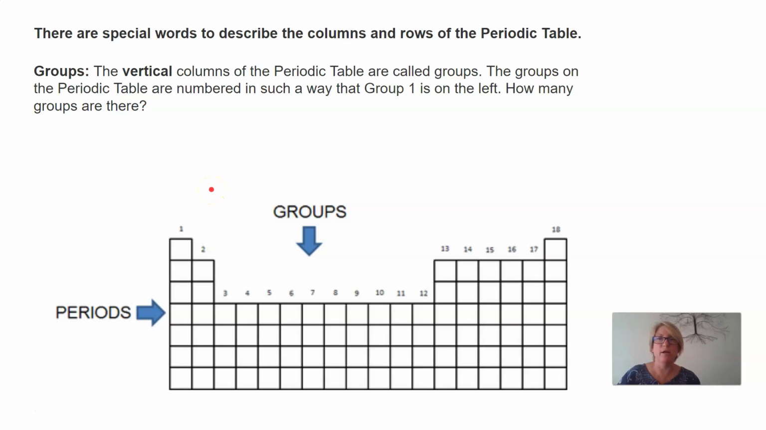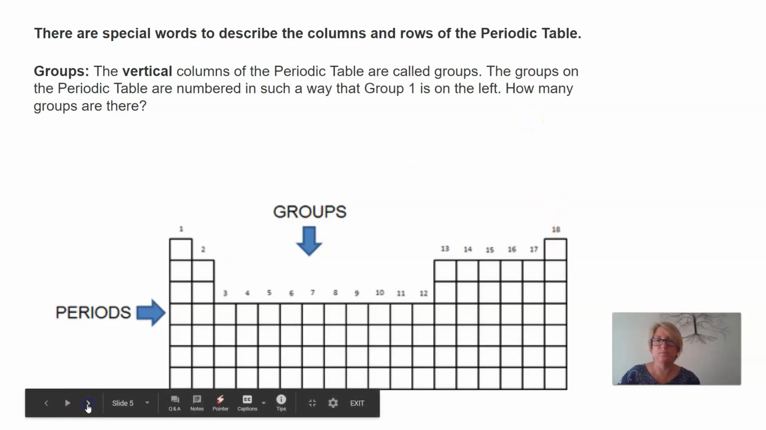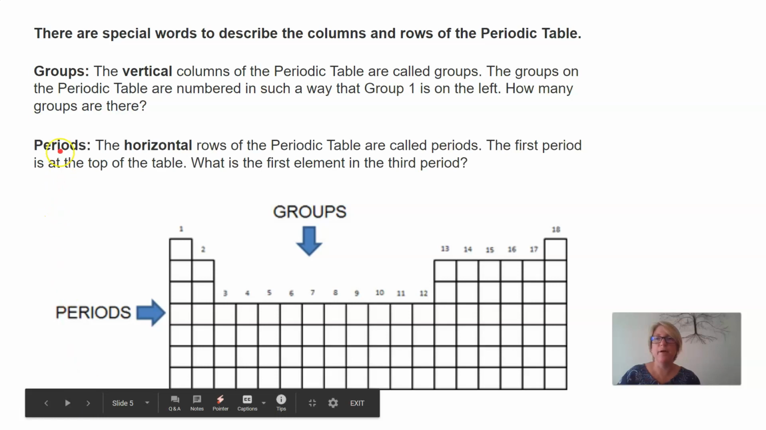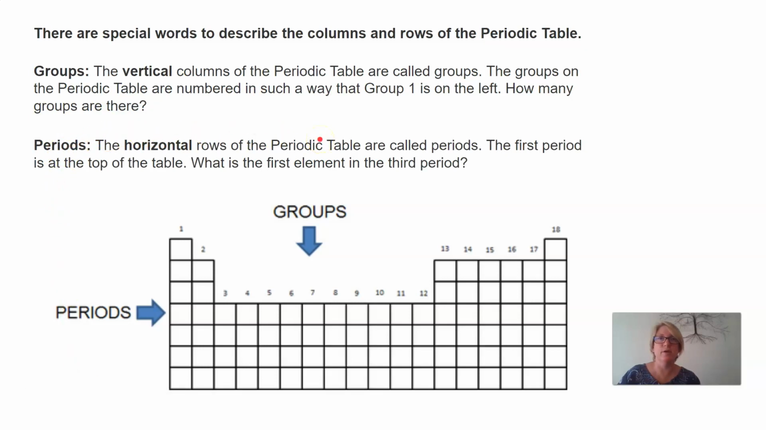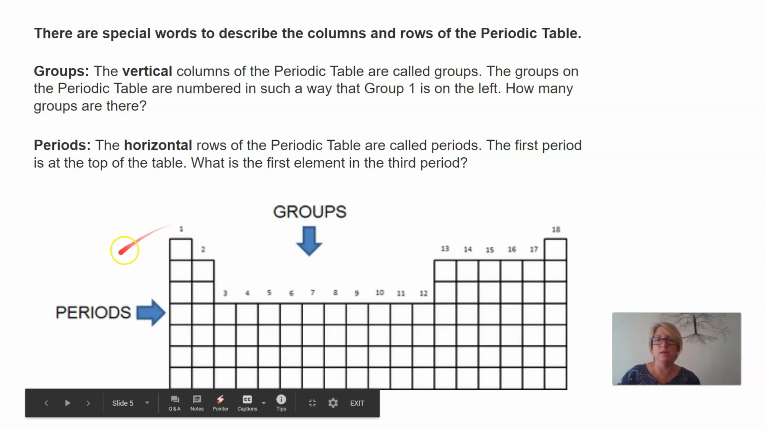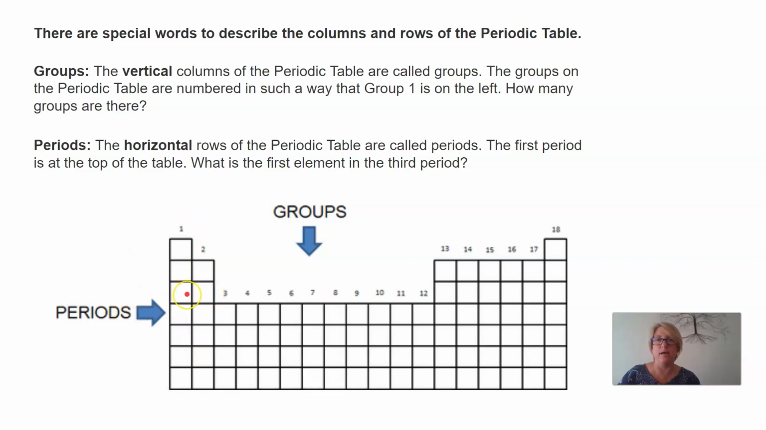The groups on the periodic table are numbered in such a way that this is group 1, and therefore this is going to be group 18. The periods are the horizontal rows in the periodic table. So these are the rows that go across. So this is going to be the first period at the top of the table, the second, the third. So what is the first element in the third period?